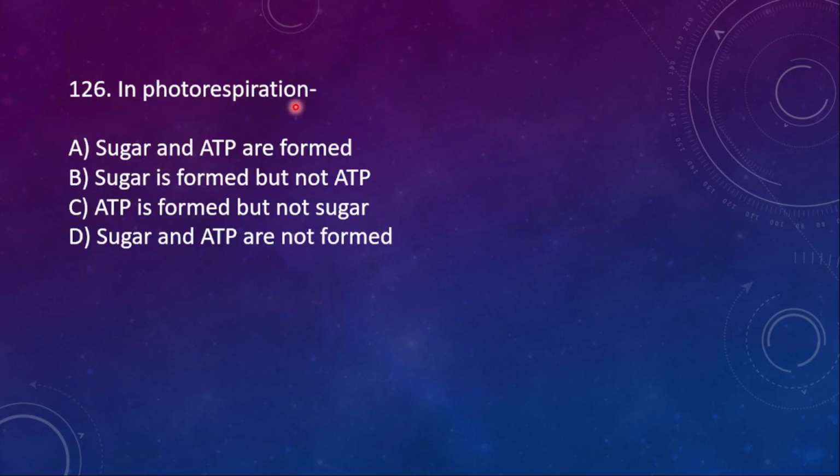126. In photorespiration, A. Sugar and ATP are formed. B. Sugar is formed but not ATP. C. ATP is formed but not sugar. D. Sugar and ATP are not formed. Here the right option is D.